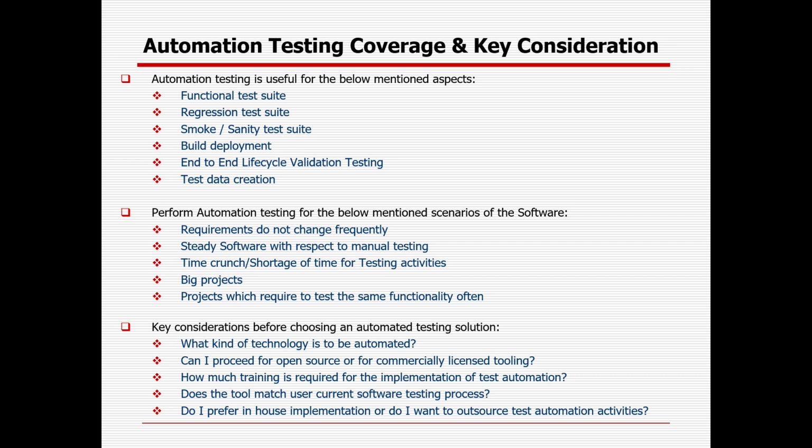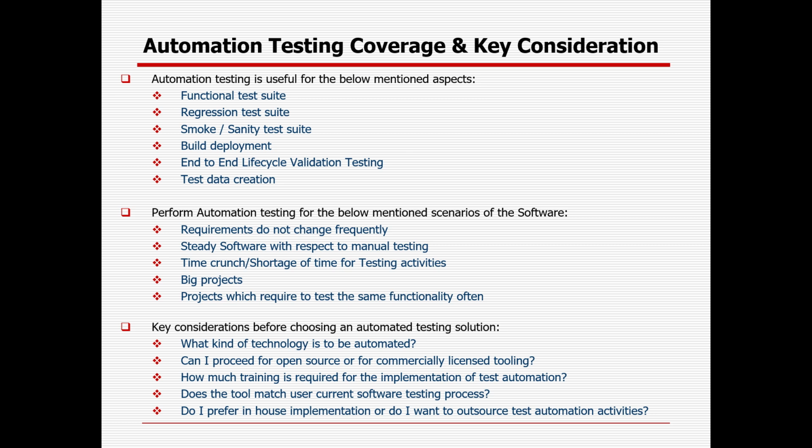Then we can go with the functional test suite, integration, end to end, whichever way you want to automate them. So whenever you are performing automation testing, you need to remember a couple of things: what are the areas where you should not start automation testing, and when you need to start it.